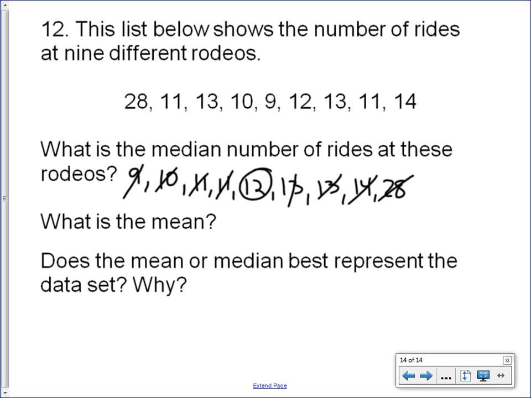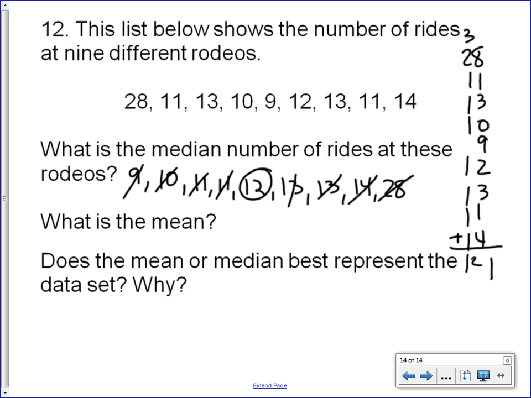Your mean, you would add up all the numbers together. So 28, 11, 13, 10, 9, 12, 13, 11, and 14. When you add them up, you get 121. Then you would need to divide that by 9. 9 goes into 12 one time. And then 9 goes into 31 3 times. Then I have a remainder of 4.